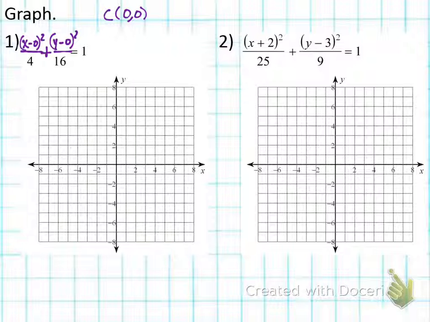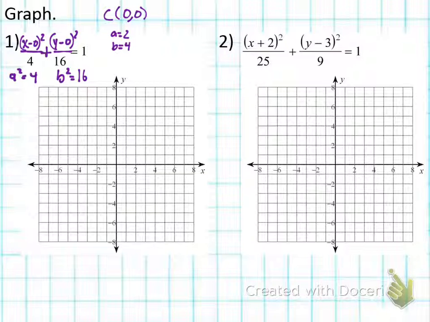Okay, that's the first step. Then I'm going to find the a and b. So a squared is always underneath the a or x term. So a squared here is equal to 4. So I need to figure out what a is equal to. The way I solve for a is I just take the square root of both sides. So a must be equal to 2, right? B squared is 16 then. So square root of 16 is going to be equal to 4. Okay? So you collect all the data first, and then we start graphing.